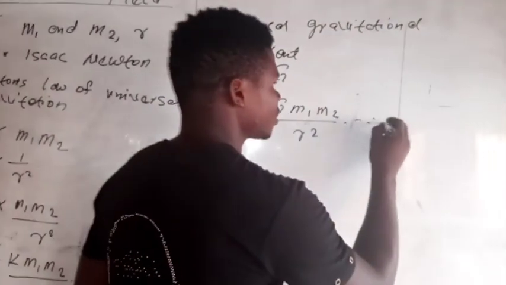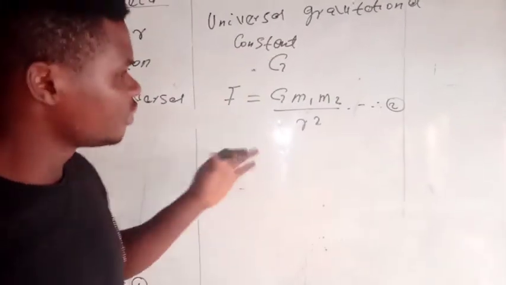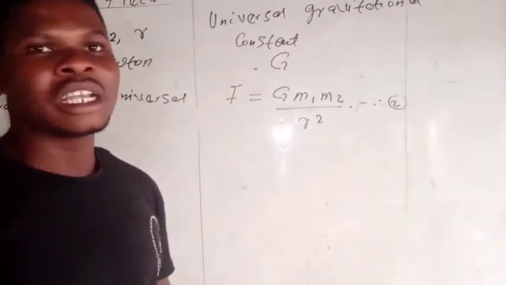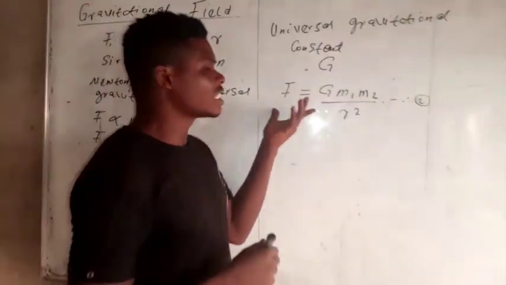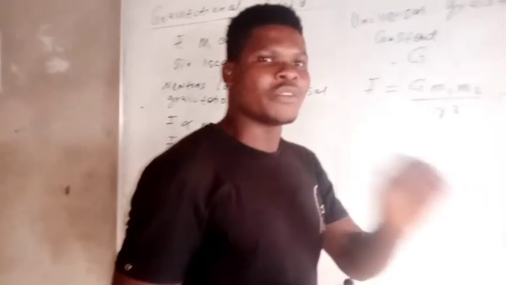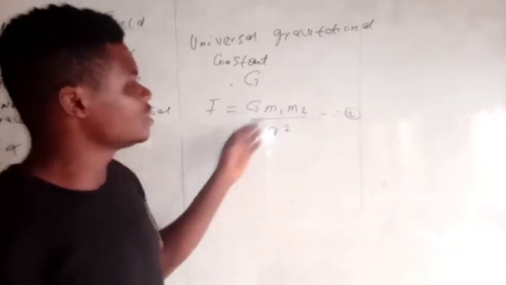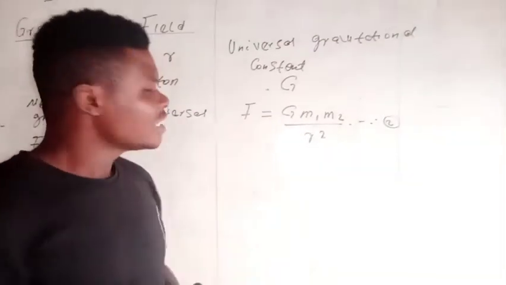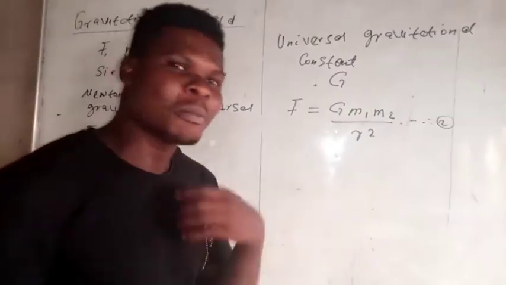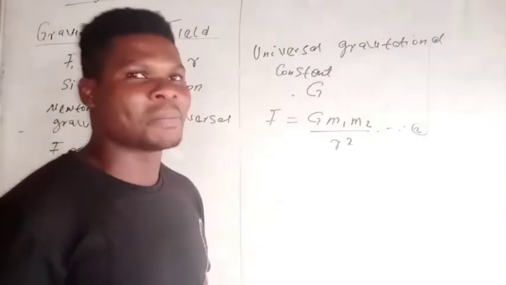Equation 2. Equation 2 is the mathematical statement of Newton's law of universal what? Gravitation. F means what? The gravitational force. M1 and M2 are the masses of the two bodies. R means what? The distance separating the what? The two bodies.